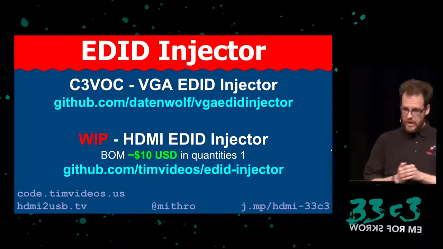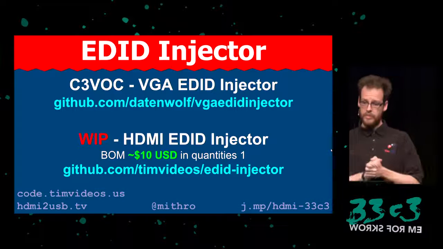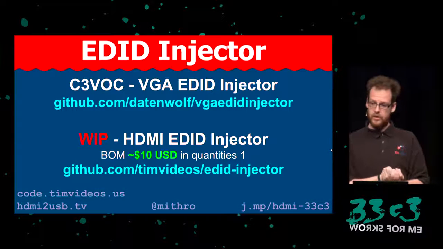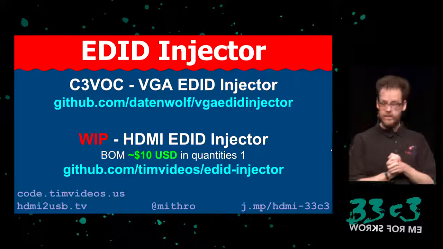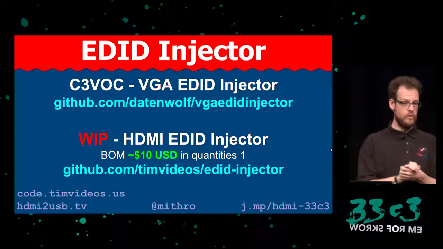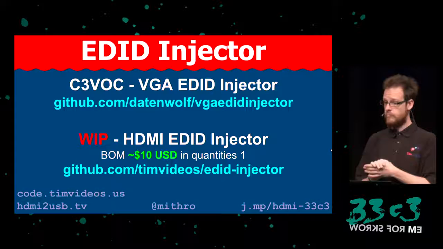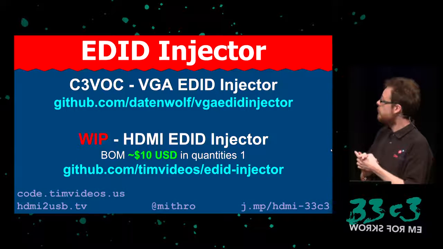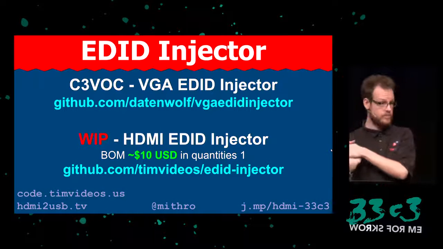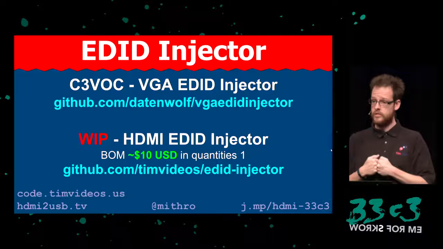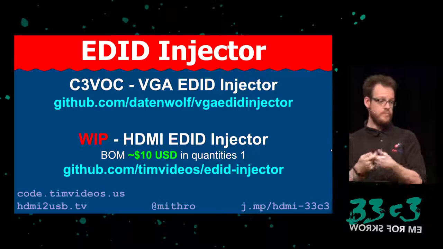As well, maybe we don't need the whole capture solution. Maybe we can just override the EDID. And so the C3 VOC here actually developed a version that overrides EDID for VGA. I have a design which works for HDMI. It just uses a low-cost microprocessor to pretend to be an EEPROM.